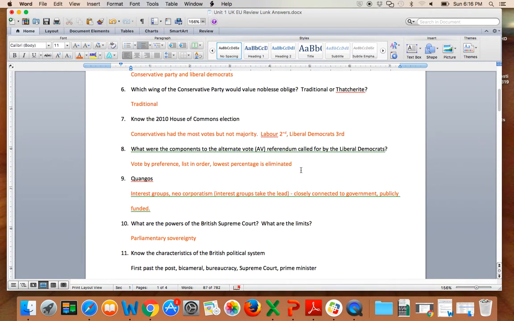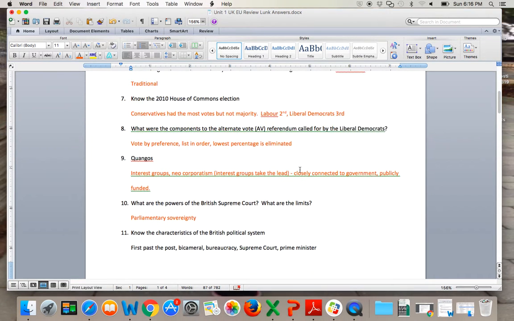We watched the alternate vote video. That would be voting by preference, listing them in order. The group or individual that gains the lowest percentage is eliminated. Those votes go towards another individual until someone gains a majority.